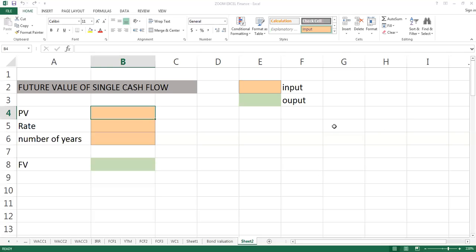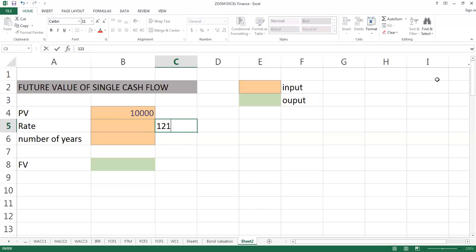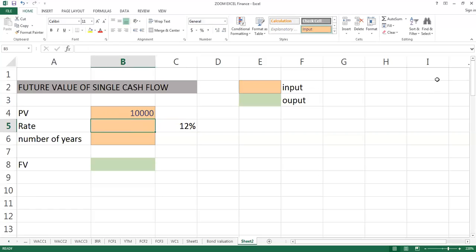Just see that in case the present amount or the present value, whatever you have in your mind, is, assuming that you have 10,000 in terms of present amount. In finance we call it present value. You can say that this is the amount that you deposited. Rate, you can take any rate. For example, you are interested in 12%, so it's better to keep it in decimal, so you can keep it as 0.12.